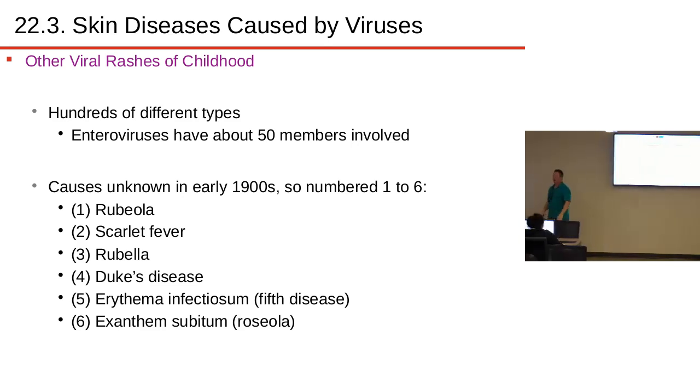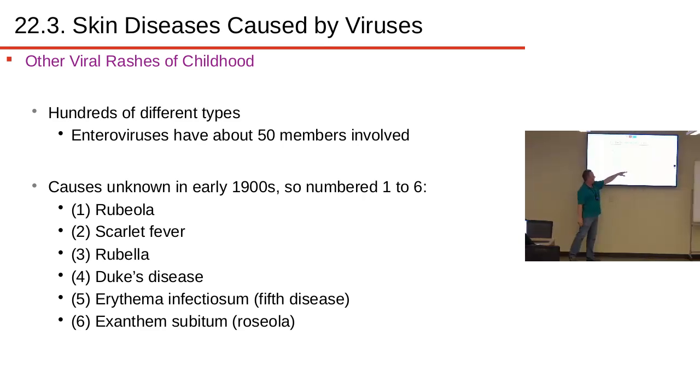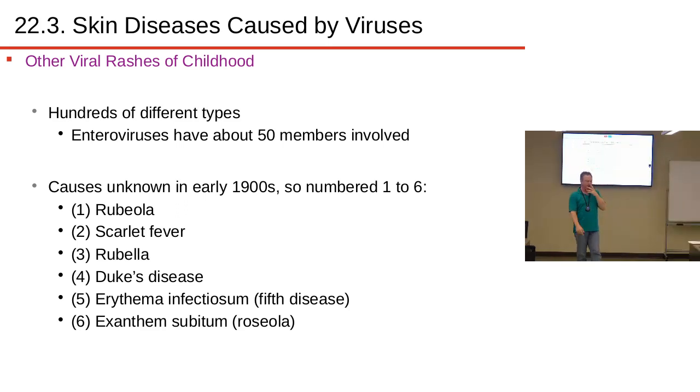Rubeola is number 1. Scarlet fever is 2. Rubella is 3, Dukes' disease is 4. This one's actually still called 5th disease. So my child actually went to the doc and they're like, oh yeah, it's 5th disease, and it was only because of teaching this over and over again.